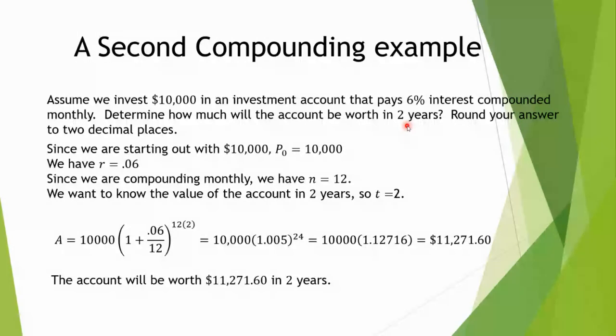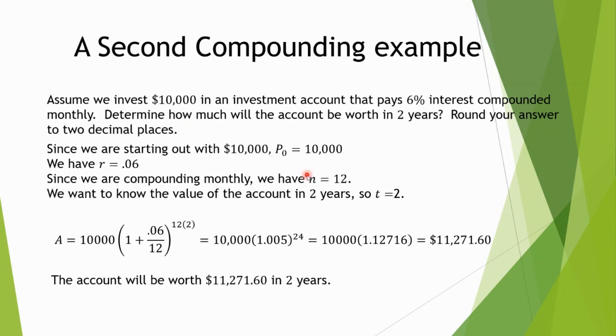Now, 6%, that's our APR, our annual percent rate. We want to know how much will be in this account 2 years later, how much the account will be worth. Okay, so it's just like the other example, right? We have $10,000. That's our initial amount, that's our P0. Our R is 0.06, right? That's our APR, but you're writing it as a decimal. Being compounded monthly, so as I just said, 12 times a year, so N is 12.